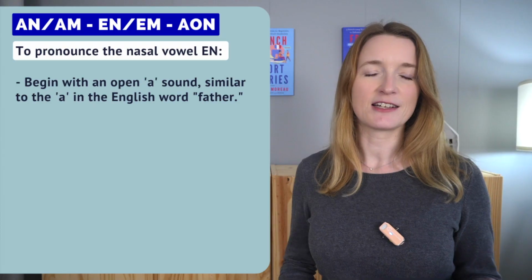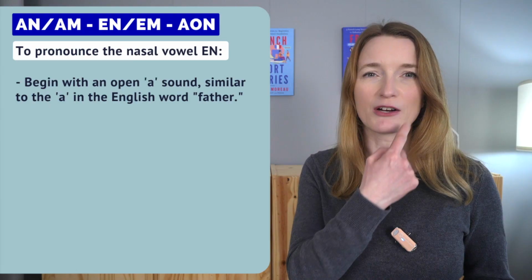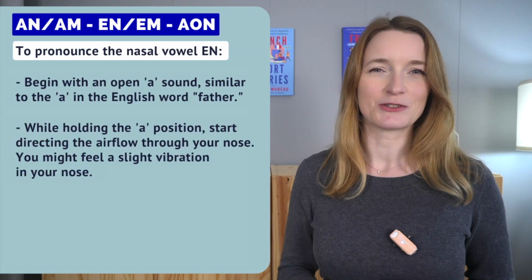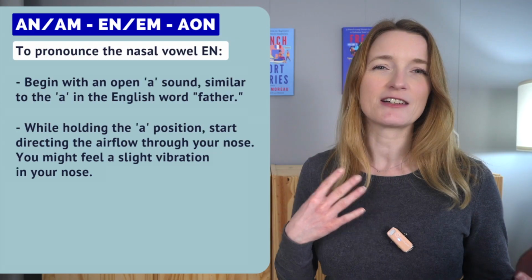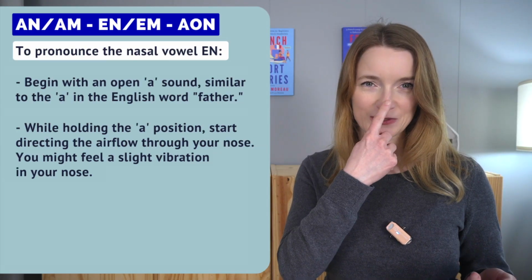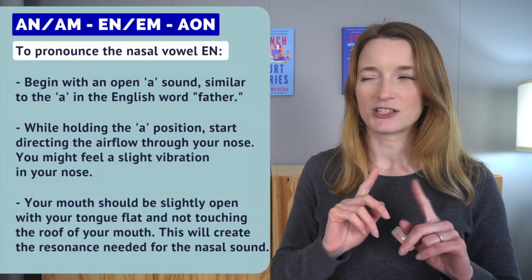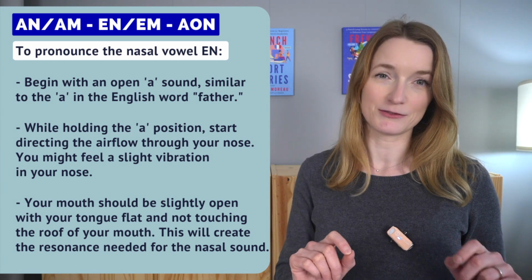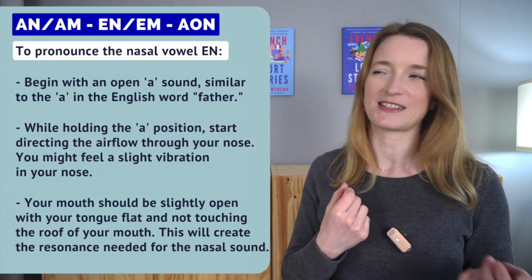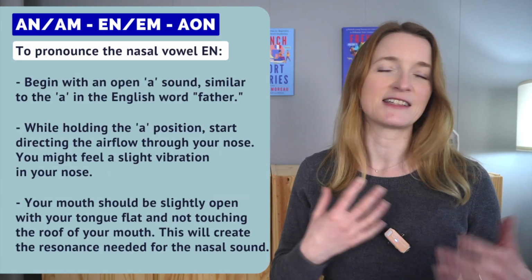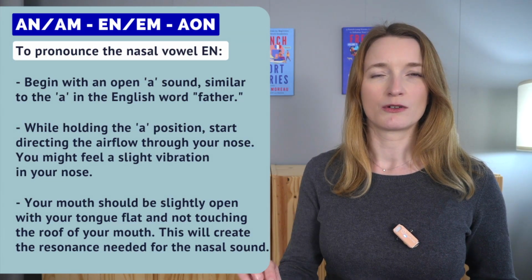To pronounce the nasal vowel en, we are going to begin with an open a sound, similar to the a in the English word father. So a. So your mouth is open. While holding the a position, start directing the airflow to your nose. You might feel a slight vibration in your nose. Your mouth should be slightly open, with your tongue flat and not touching the top of your mouth. It is at the bottom. This will create the resonance needed for the nasal sound. This part is exactly the same for all the nasal sounds, okay? So let's try. We have en.